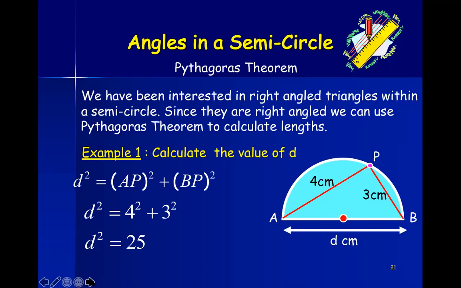Now we're looking for D. The opposite of squaring is taking the square root. So we need to square root both sides. That means D is square root of 25, which is 5 centimeters. Okay, so this is what we call the perfect right angle because you can see there's no decimal, a 3, a 4, and a 5.